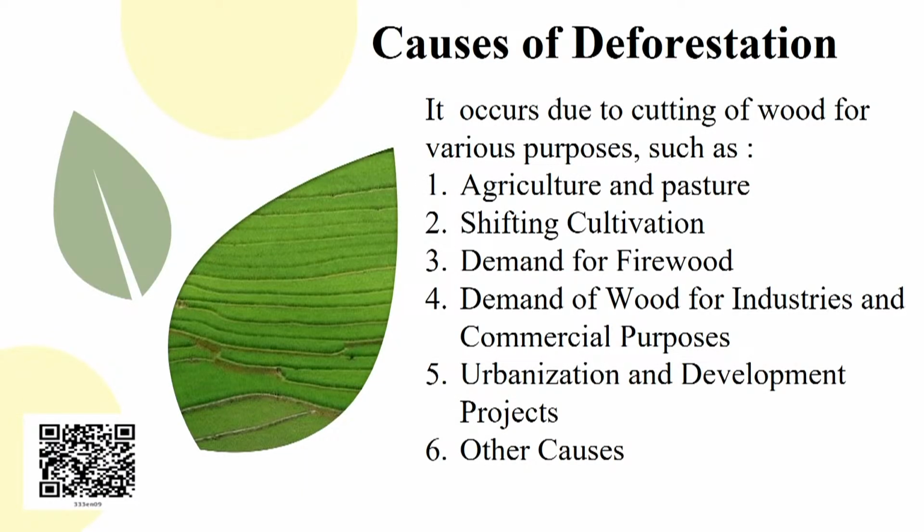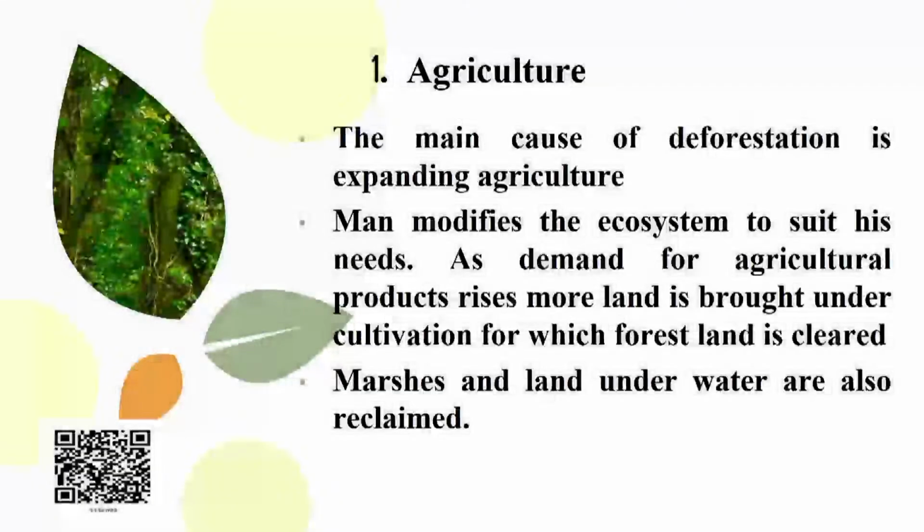So we can clarify more the causes of deforestation, like agriculture and pasture, shifting cultivation, demand for firewood, demand for wood for industries and commercial purposes, urbanization and development projects, and other causes too. First we will discuss a little bit about all these factors. First we will talk about agriculture.